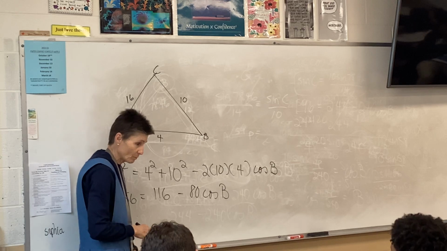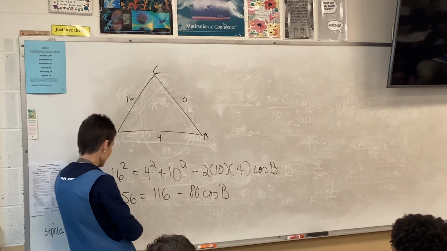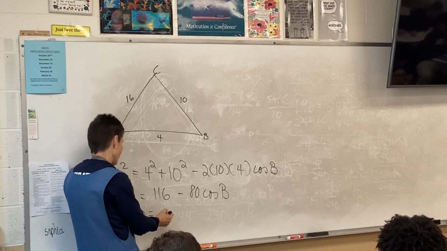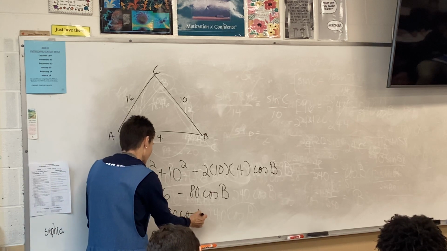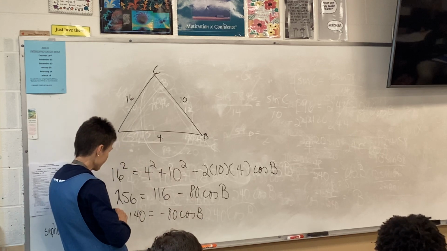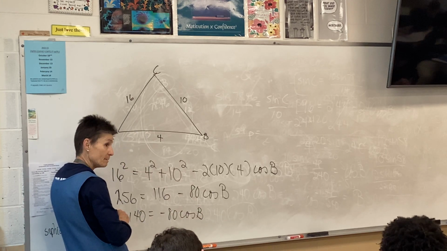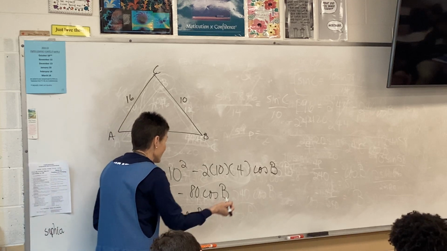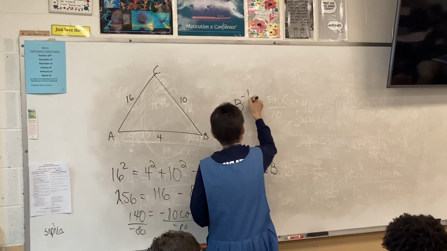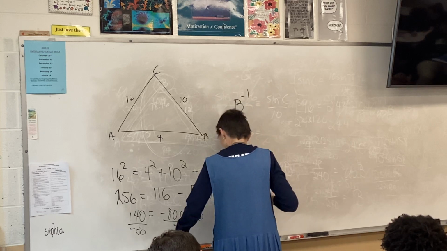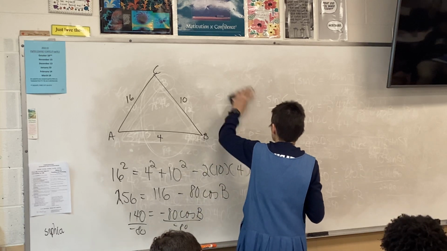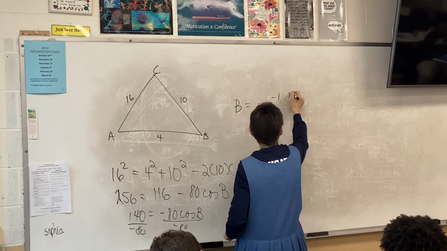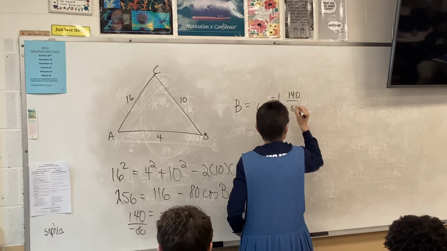So what are we gonna do? If we can't do that, what are we gonna do? Subtract the 116, so let's see. I hope my arithmetic's right. Is that okay? And then divide by negative 80. And then second cosine. What happened? Error. You got an error.